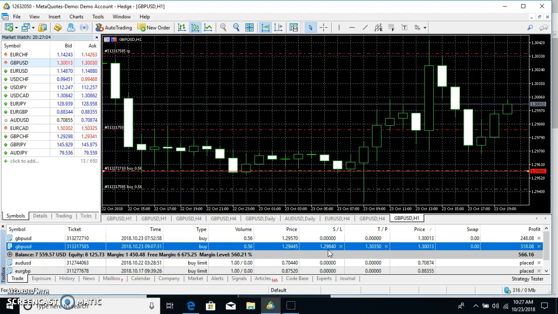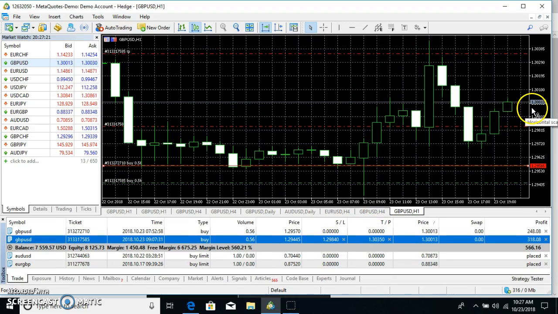I had this at 1.2895, my stop loss. But now I can move the stop loss up in profit, so I'd have it at 1.2984. So it's at 1.3001. So if it goes down 15 pips, it'll take me out of the profit.